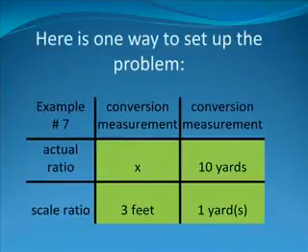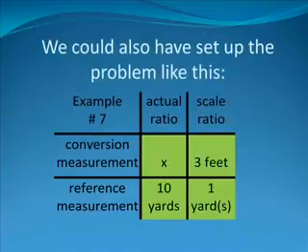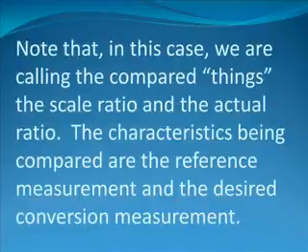On your screen, you see how this problem should be set up in tic-tac-toe format. Alternately, we could also have set up the problem like this. You always have your choice as to whether to use rows or columns for the characteristics compared. Although, in my experience, it seems to work better if the items name the columns and the characteristics name the rows. But either way will work fine. Note that, in this case, we are calling the compared things the scale ratio and the actual ratio.